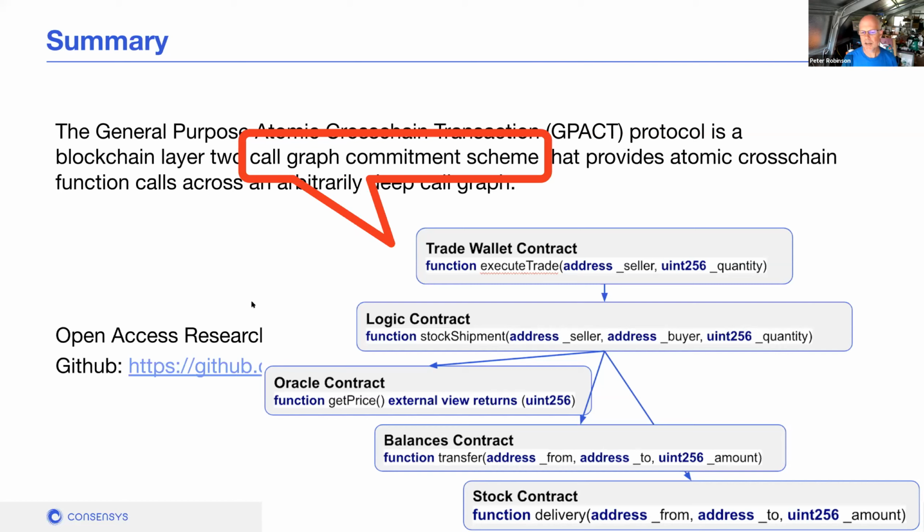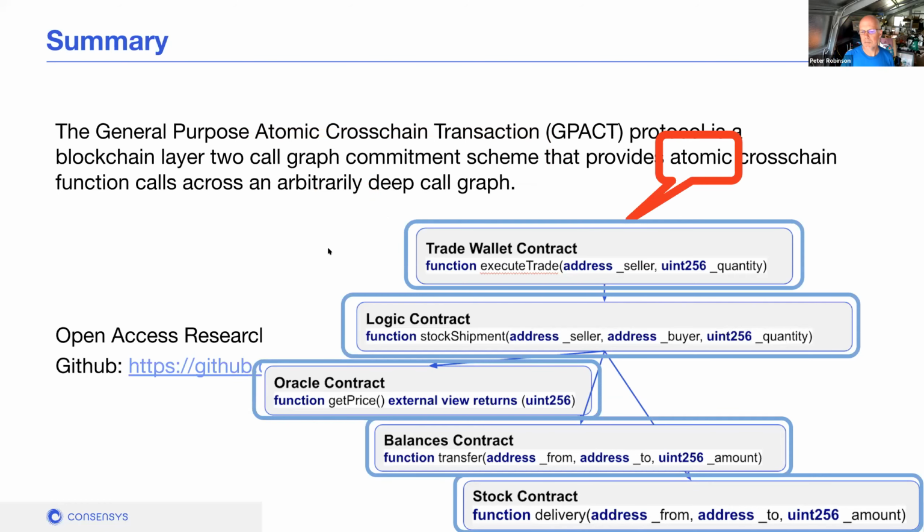A call graph commitment scheme is where you have a call graph and then you commit to executing that call graph, and everything goes well, assuming you execute the call graph and the actual executed code matches what you plan to execute. Atomic means that, say, if there are updates in more than one blockchain, those updates either all go through or they're all discarded. So you don't have updates that go through on one chain, but not on another. So you have consistent state across the chains.